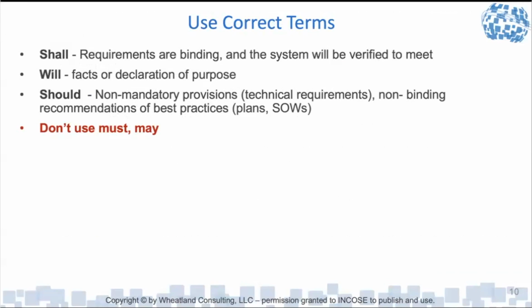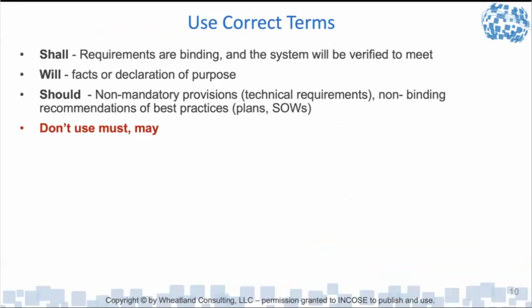Also, one of the rules is to avoid the use of the word not. So shall not, will not, should not, must not, may not. We really don't recommend that those are used anywhere. There are a lot of problems with generating shall nots to avoid hazards and losses, because shall not allow the system to do something is really a poorly formed requirement.